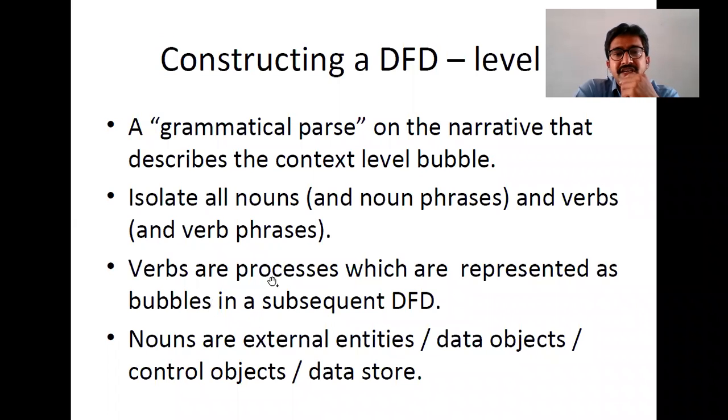So verbs can be represented as a circle because it's a process, and nouns can be represented as rectangles, or we can have two lines, or we can use a rectangle symbol for data objects also.